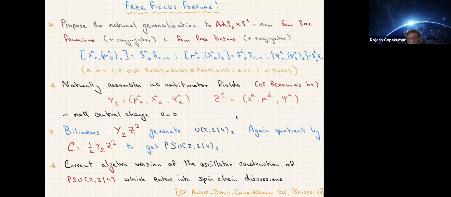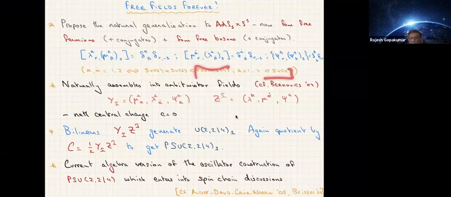The SU(2,2) inside PSU(2,2|4). SU(2,2), you'll remember, is the conformal group. And so the two SU(2)s sitting inside SU(2,2) are the ones which we are labeling by alpha and alpha dot. So that is the bosonic part. The SU(2,2) is one bosonic subgroup of the supergroup.